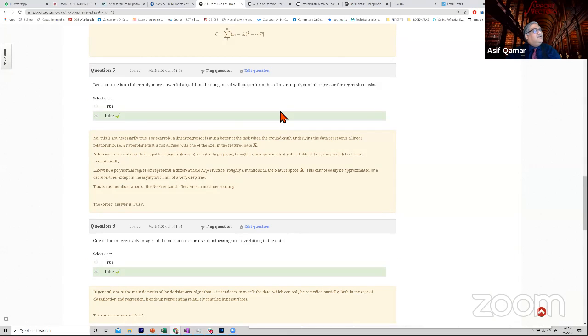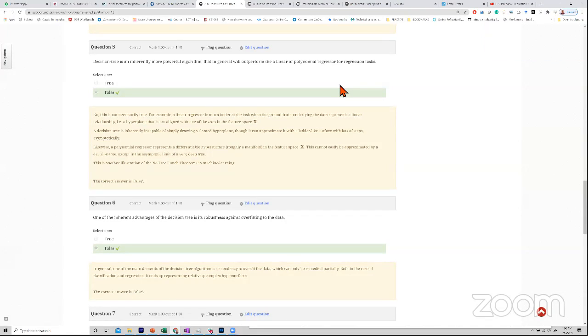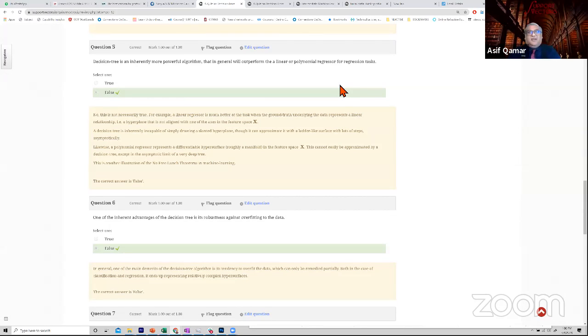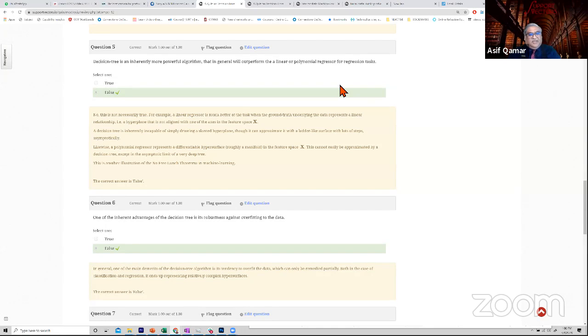Then this is a question that keeps coming up. People say, is a decision tree inherently more powerful? And in general, will it outperform a linear or polynomial regression? The answer to that is actually no. There is something I keep talking about, the no free lunch theorem. It is one of the great landmarks, not just of machine learning, but in the theory of human knowledge itself. It is in the same class as Gödel's incompleteness theorem. It's very, very powerful. What it basically says is that no one algorithm is more powerful than another. Any two algorithms, if you compare, there are situations where one will do better, and situations where the other will do better.